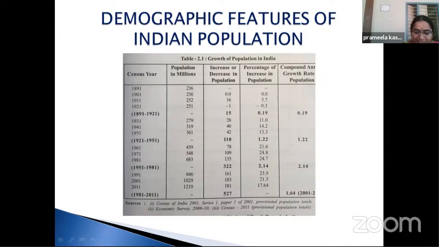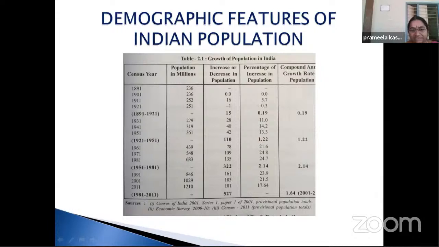Next, if we go to the second phase, the growth of population in the Indian economy between 1921 and 1951, the population increased from 251 millions to 361 millions. That means within 30 years, the population increased by 110 millions. So the growth rate of population was 1.22% between 1921 and 1951. So we can say that India entered the second phase of demographic transition theory between 1921 and 1951. Next, if we go to the third phase, the Indian population growth between 1951 and 1981.